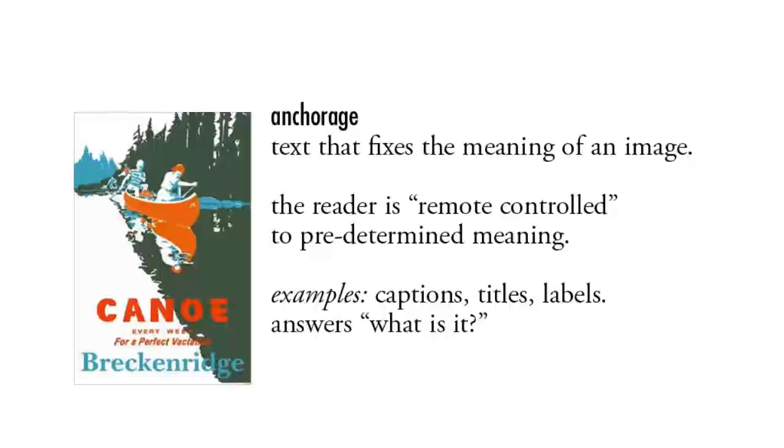Examples of this are captions for images, like in a magazine or book, when you title an image, when you add some sort of a label, and it typically will answer the question, what is it that I'm looking at? And it clarifies that information. So here in the example, you see an image of a canoe, and you know that we're talking about canoes, and also that we're talking about vacations, and we're not necessarily talking about extreme sports, or water quality or fishing. We're talking about vacations in Breckenridge by canoe.